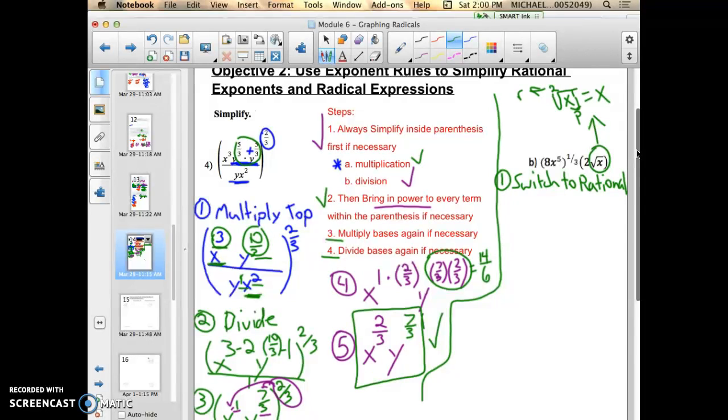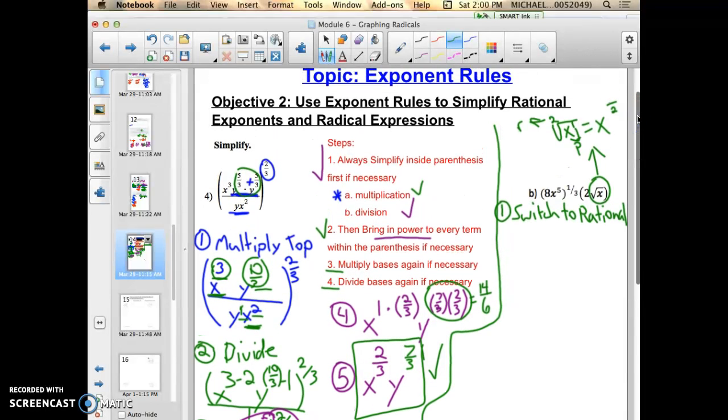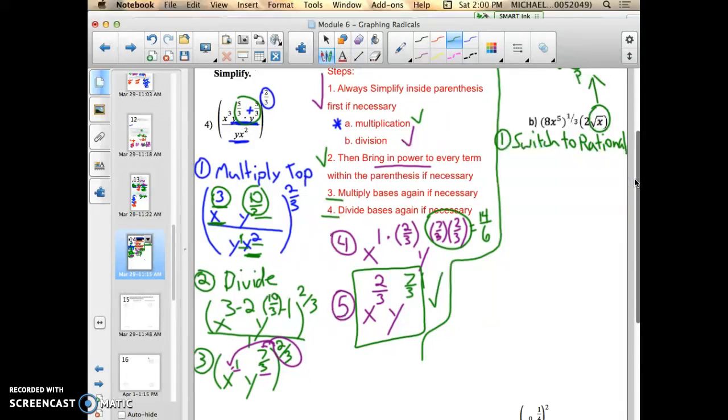So r goes below, and power goes above. So x to the 1/2 is the same thing as the square root of x, but I need it in rational form to apply these properties. So now I'm going to rewrite everything that I have after I did that.